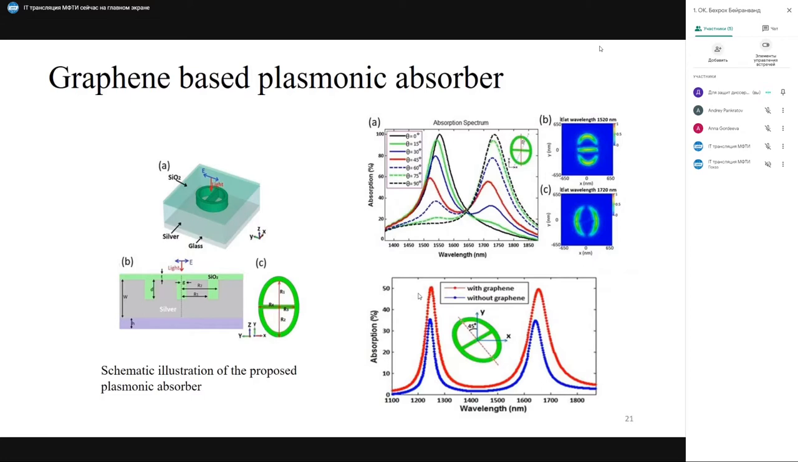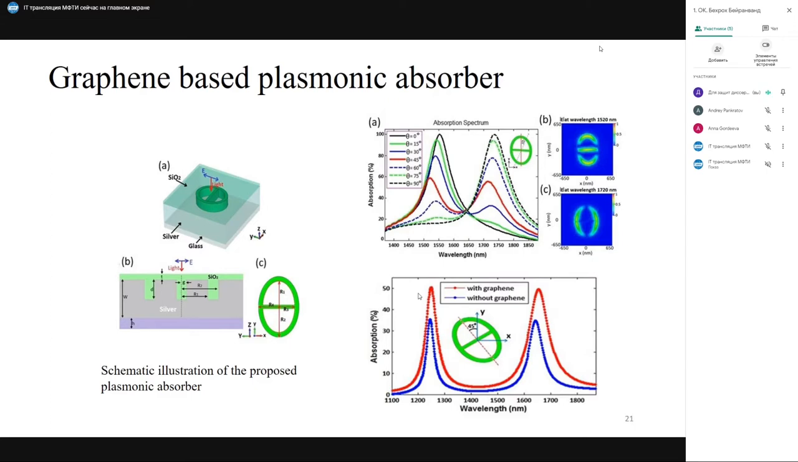This is another design that you see. This is a graphene-based plasmonic absorber. Here we make a structure, and the groove shape in this structure is elliptical, and this elliptical shape helps us: by rotating the structure up to 45 degrees, we get two peaks, which help us to use it as a Faraday rotator or rotation sensor.